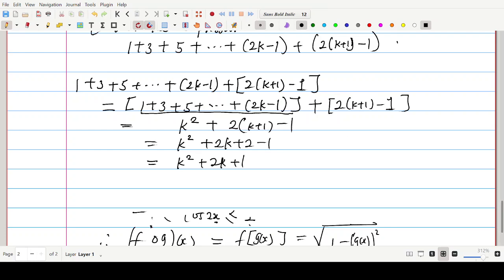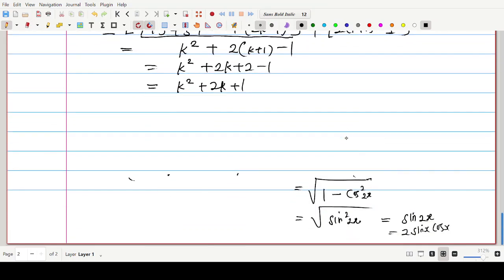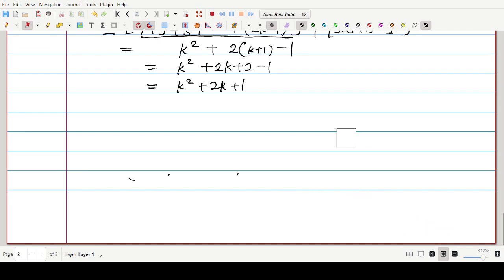And further simplification yields k squared plus 2k plus 1. Let me remove this from here. This is previous work. Oh, all right. So now this is a quadratic. Factoring this will give us k plus 1 to the power 2.